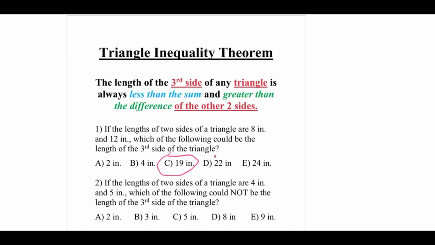The lengths of two sides of a triangle are 4 and 5. The third side has to be less than the sum, which is less than 9, and greater than the difference, greater than 5 minus 4, so greater than 1 and less than 9. Answer choices are all good except for E. We're looking for one that's not the length, and E is not the length because it has to be less than 9.